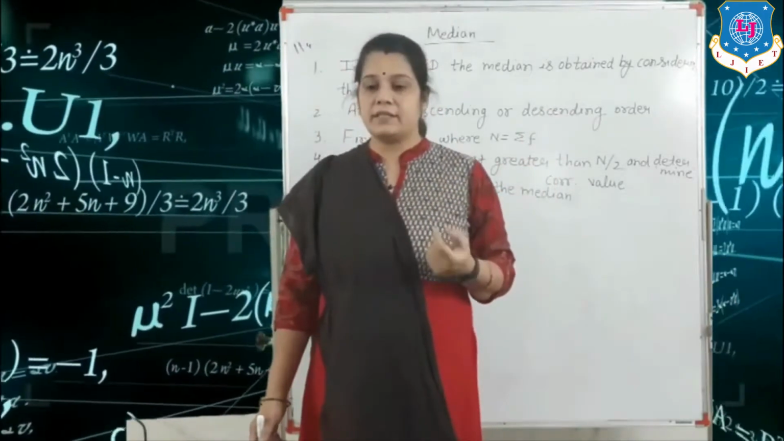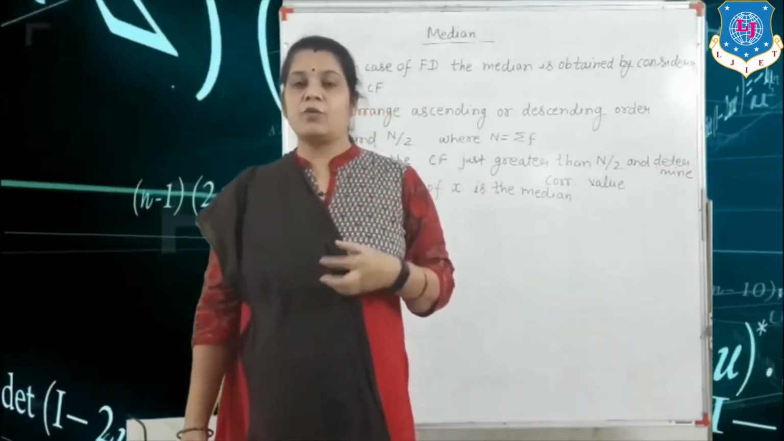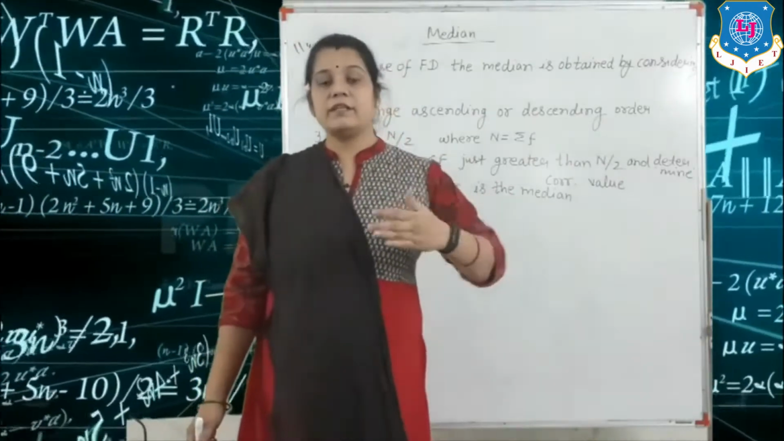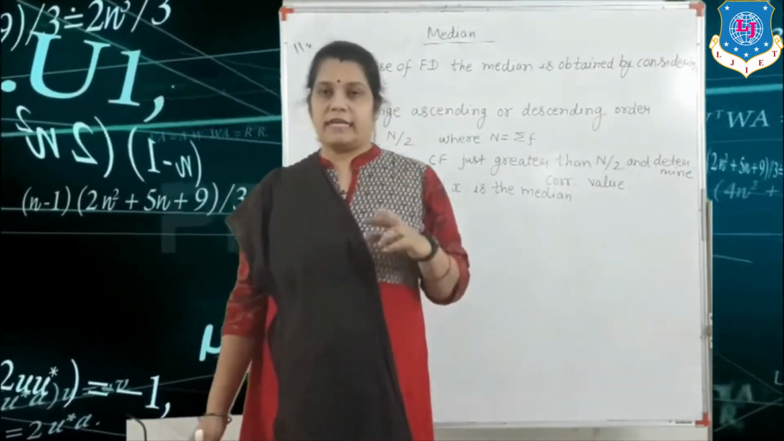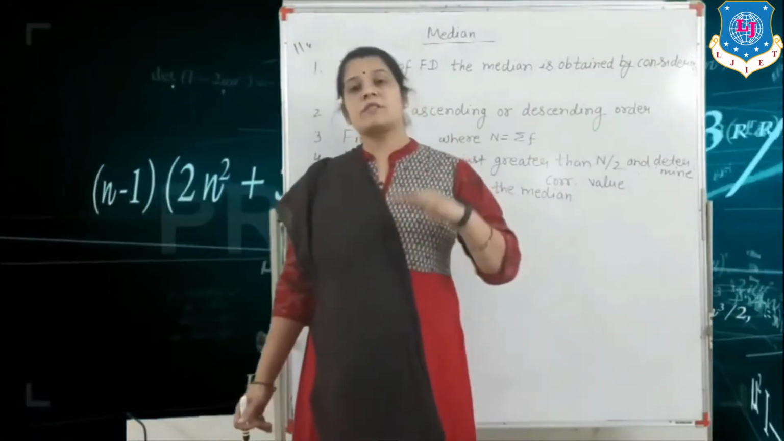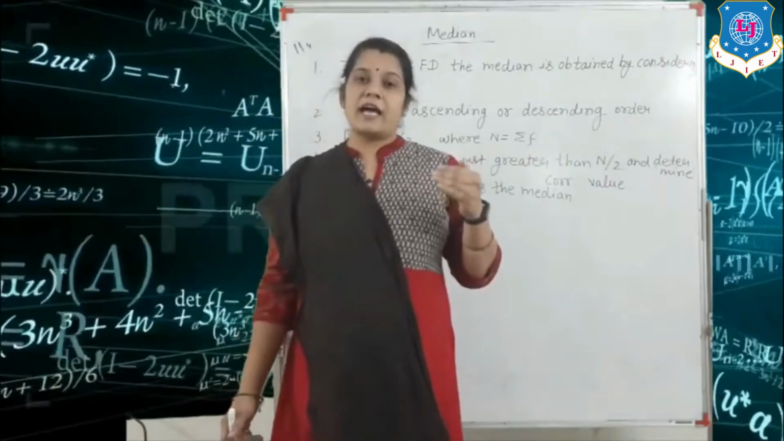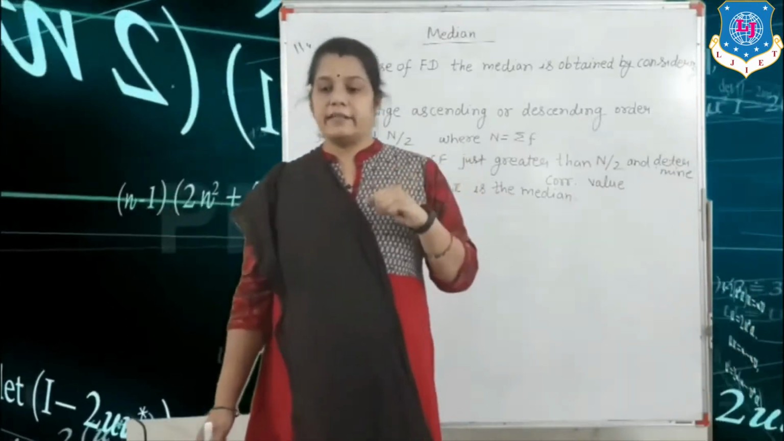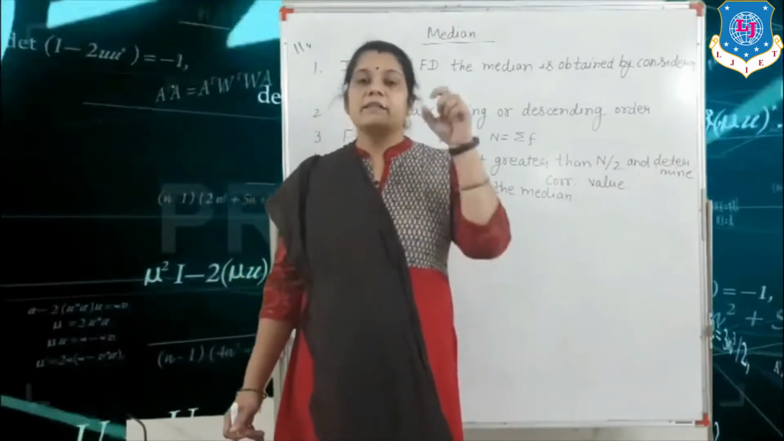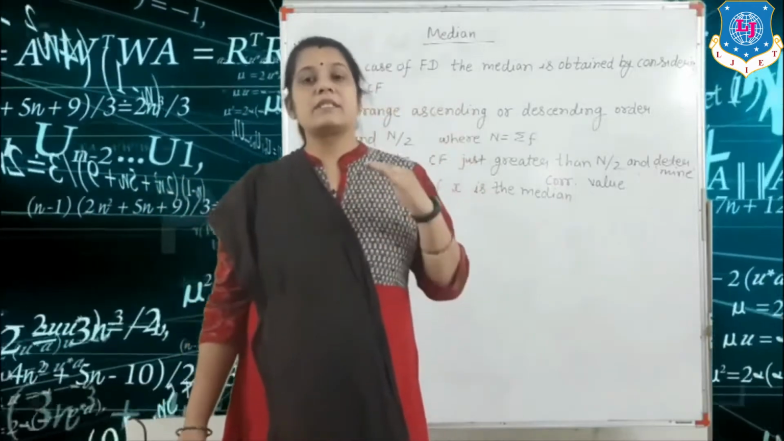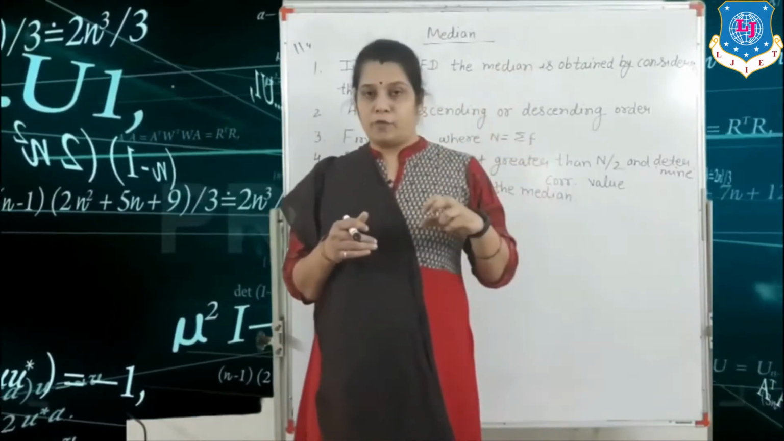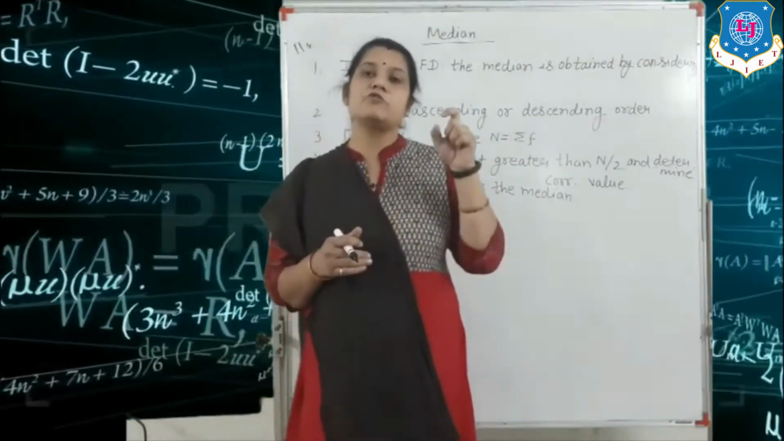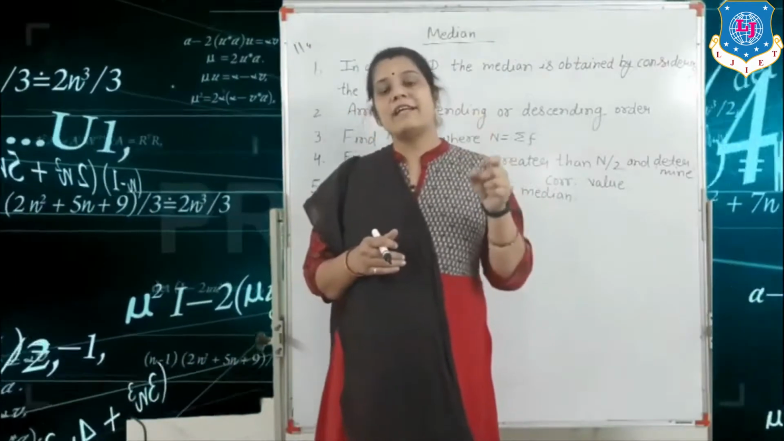So what is the median? Median is the central value of the variable, where the values of the variable are arranged in ascending or descending order. This point is very important for finding the median. First, you check that all the values of the variable are arranged in ascending or descending order. After that, if the number of terms is odd, you choose the middle value. This middle value is your median.